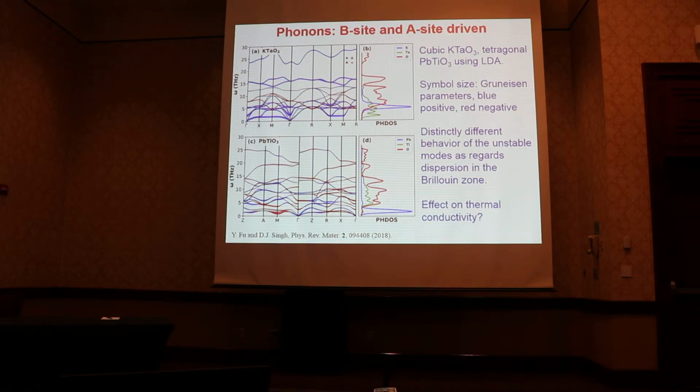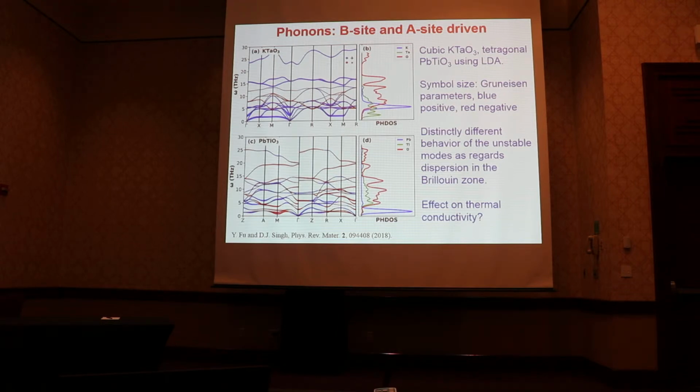And so here are the phonons and the phonon density of states. The important thing about these is that in potassium tantalate and other B-site driven ferroelectrics, you have unstable modes, but they're concentrated near gamma and along some directions that have been discussed, the chain-like instabilities that have been discussed long ago. But here's the phonon density of states. You see a peak here due to potassium, but otherwise it's regular.